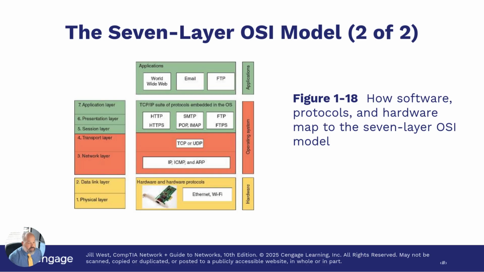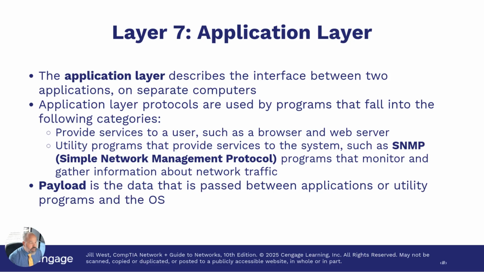This second diagram shows how software, protocols, and hardware match up with the OSI layers. The top layers are handled by applications and operating systems. The lower layers are handled by network hardware, like switches, routers, and cables. Think of it like a relay race. Each layer is a runner who carries the baton for a bit before passing it along. So we're going to get into each layer briefly.